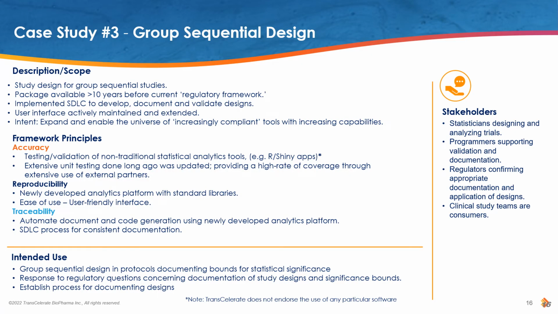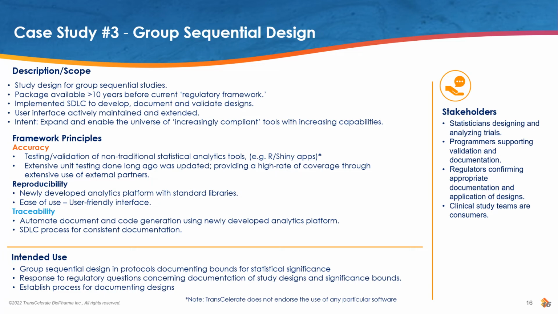Designing group sequential trials are commonly used in phase 3 pivotal trials and are often used in regulatory study reports. The case study was done to expand and enable tools that offer increased compliancy and capabilities. And the case study participants applied methodologies to include framework principles, accuracy, reproducibility, and traceability to demonstrate validity of this non-traditional tool. So for example, extensive unit testing was done and currently updated through extensive use of external partners, and the newly developed analytics platform has the benefit of reproducibility and the ease of use.